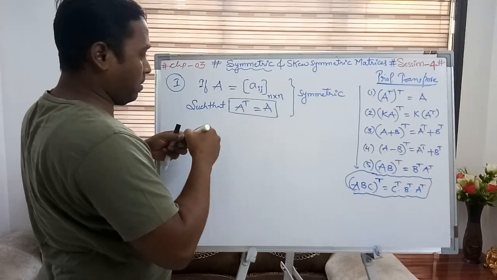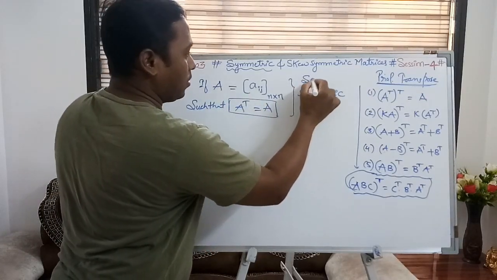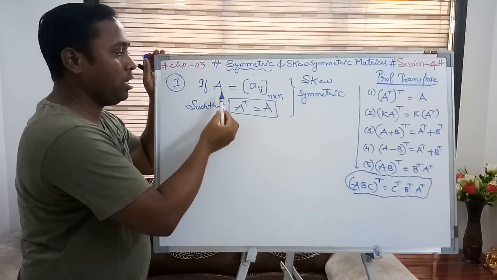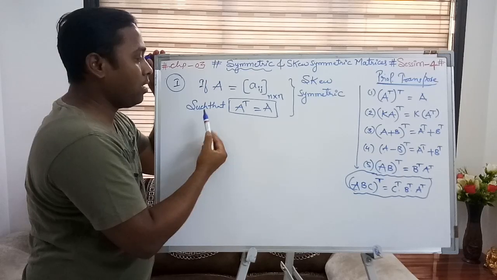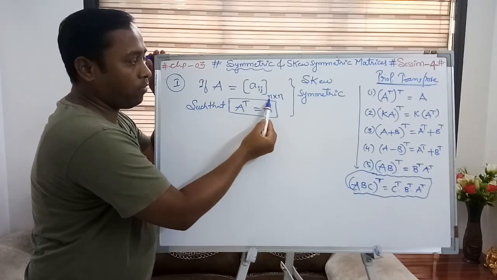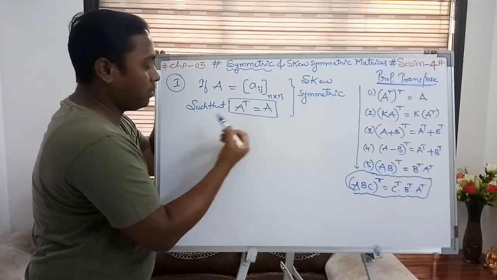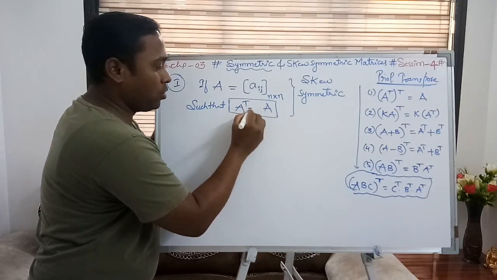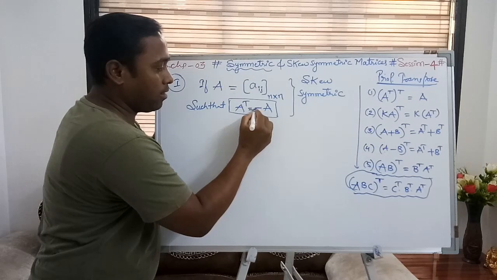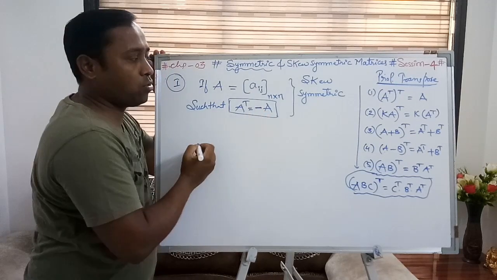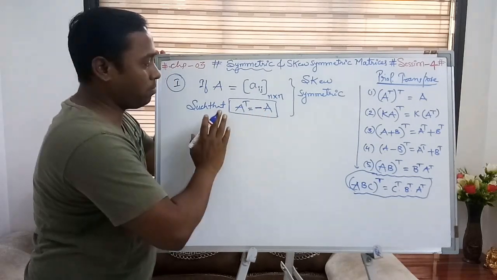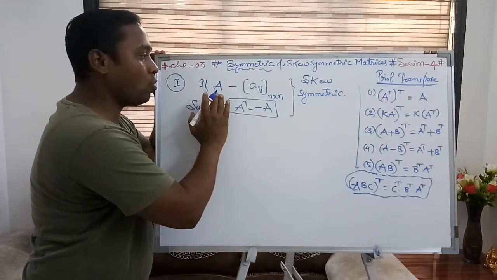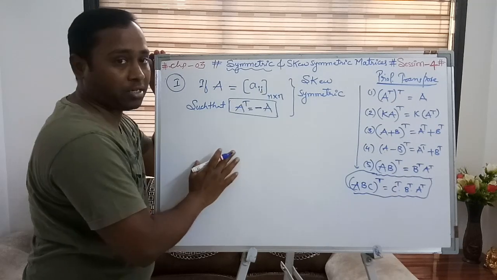What is a skew symmetric matrix? It is also defined on a square matrix, where A is a square matrix of order n by n such that A transpose is equal to minus A. Remember, A transpose is equal to minus A. A square matrix satisfying this condition is known as a skew symmetric matrix.